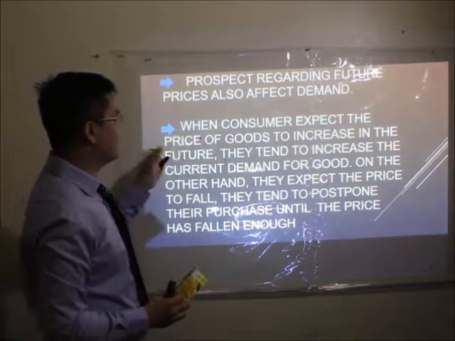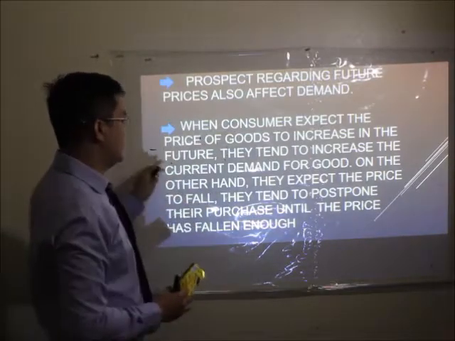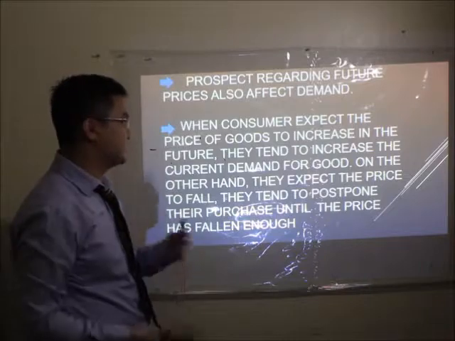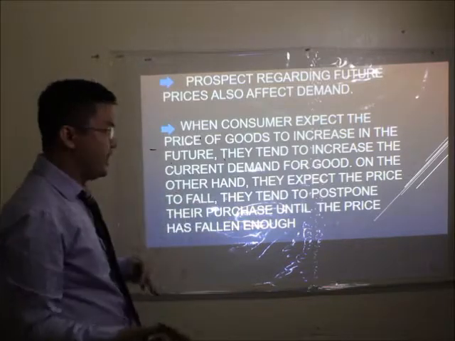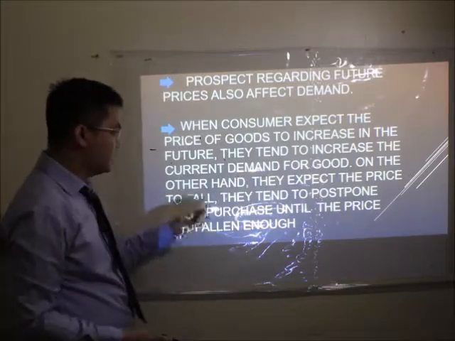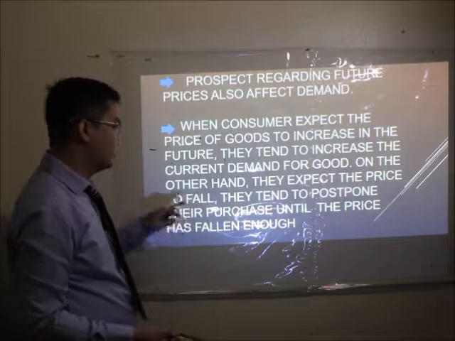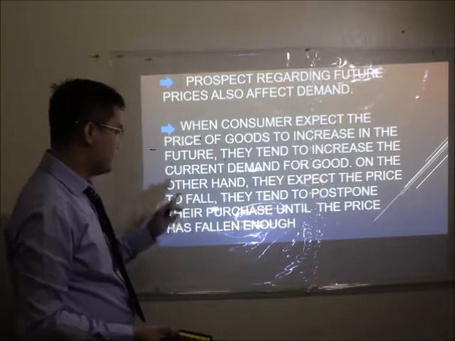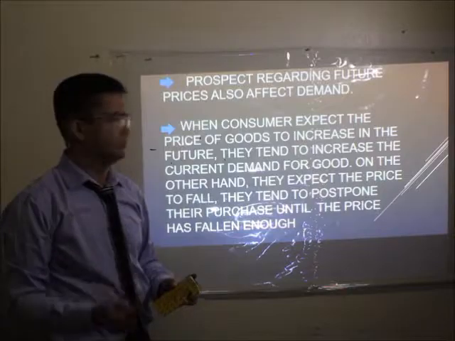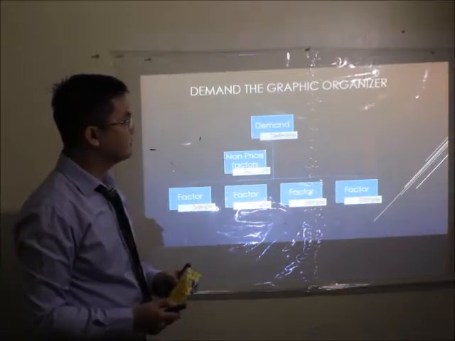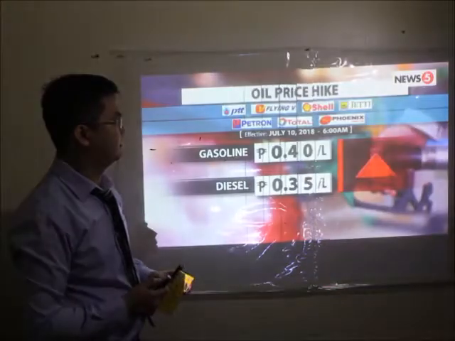When the consumer expects the price of goods to increase in the future, they tend to increase the current demand for the good. On the other hand, if they expect the price to fall, they tend to postpone their purchasing until the price has fallen enough. Okay. Let's use the graph.